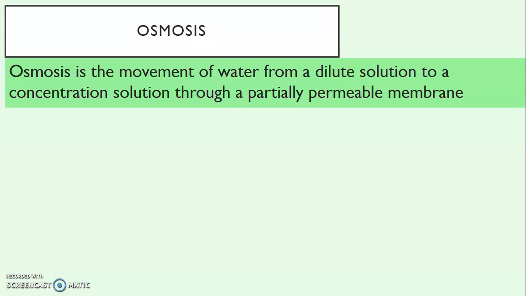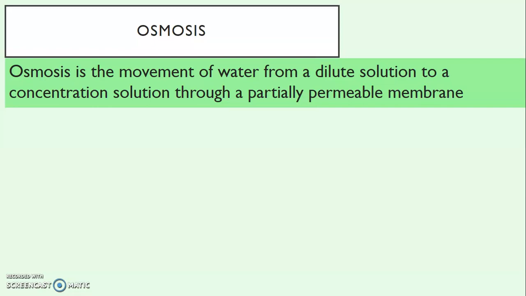Okay, so welcome back. You've done your summary on active transport and why it needs energy. Final one I want us to look at is osmosis. So osmosis is specific to water. Osmosis is the movement of water from a dilute solution to a concentrated solution through a partially permeable membrane.